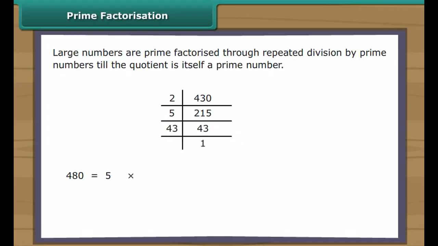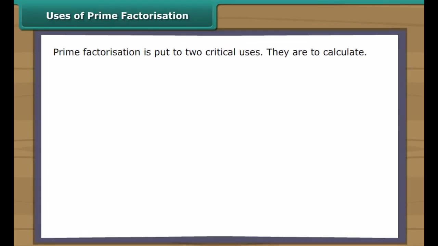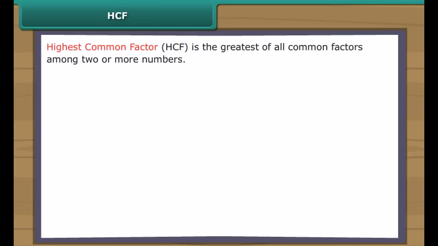Uses of prime factorization. Prime factorization is put to two critical uses. They are to calculate HCF and LCM. HCF. Highest common factor, or HCF, is the greatest of all common factors among two or more numbers.